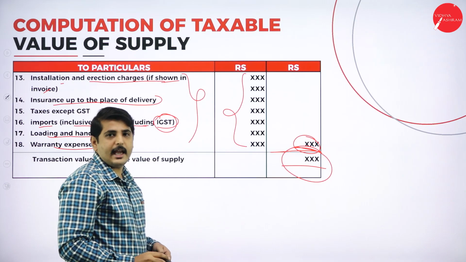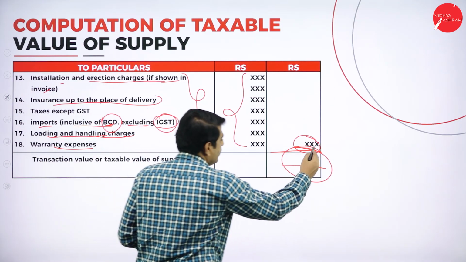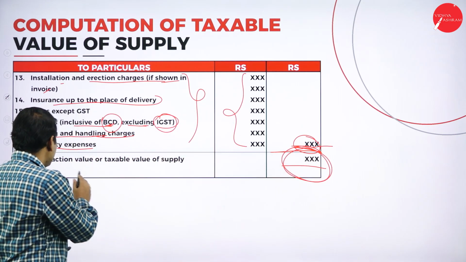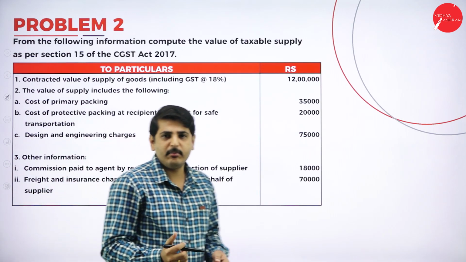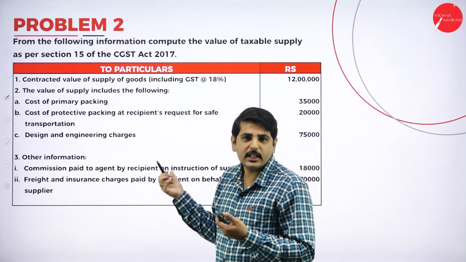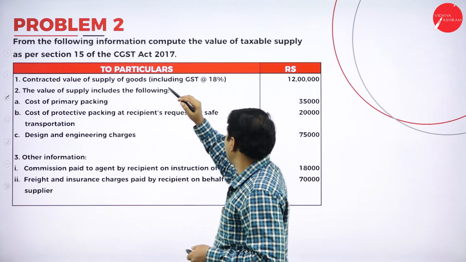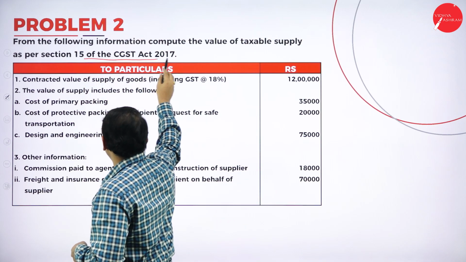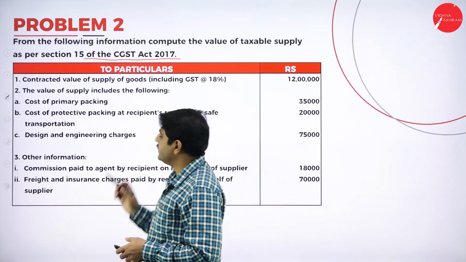The grand total is the actual value of supply. So this one plus this one will give the grand total. That is the actual value of supply, the transaction value or taxable value of supply. Let's go to the first problem. Once you know the actual format of the problem, all the problems will be the same. Next one. From the following information, compute the value of taxable supply as per Section 15 of the CGST, Central GST Act 2017. So this is the problem.